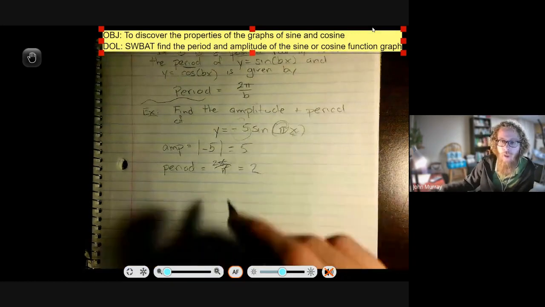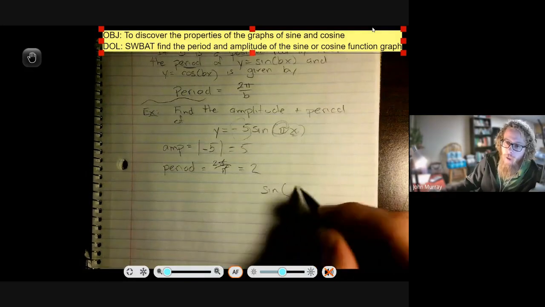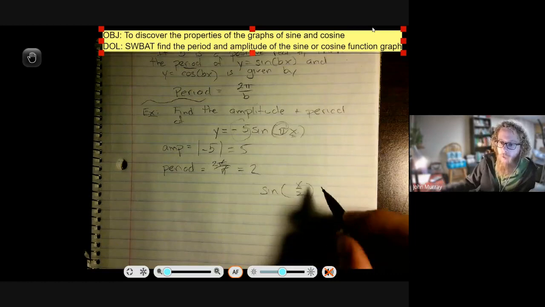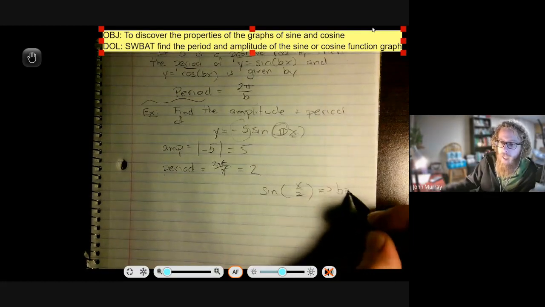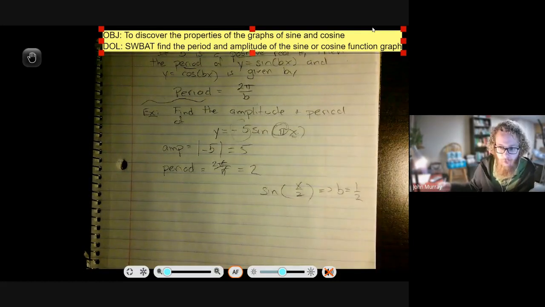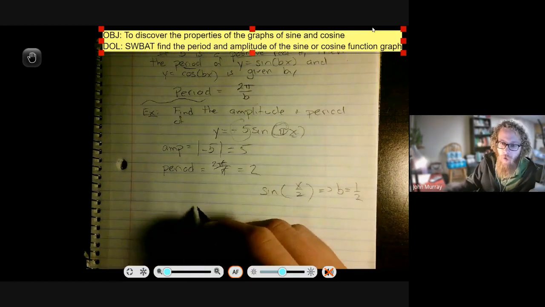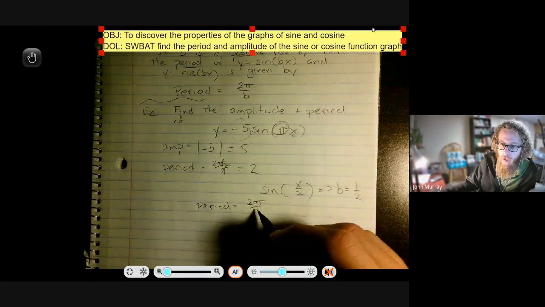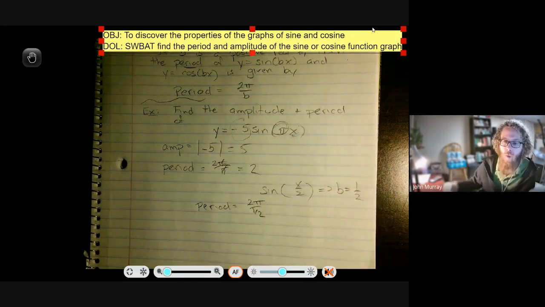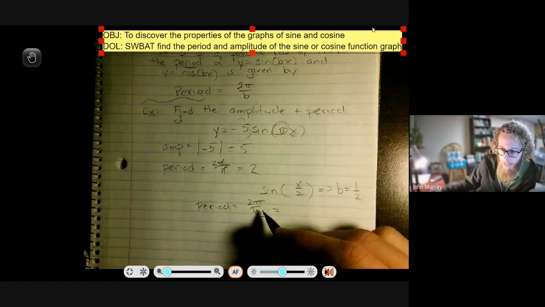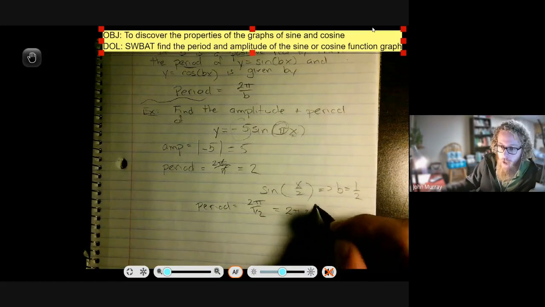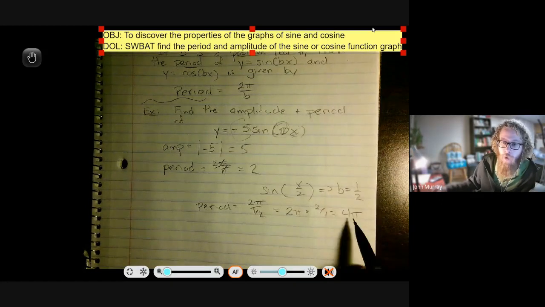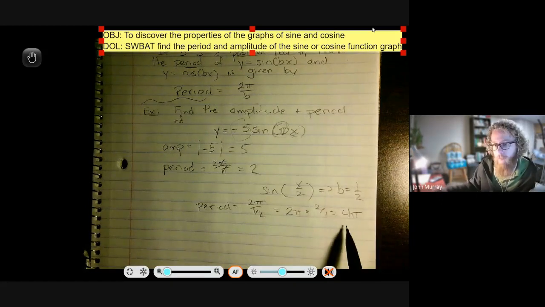Just be careful if this is a fraction. If you had sine of x over 2 like this, here our b would be 1/2. So then when you find the period, that's 2 pi over 1/2, which means we keep, change, flip, and we actually end up with a larger period. And I showed you this one.